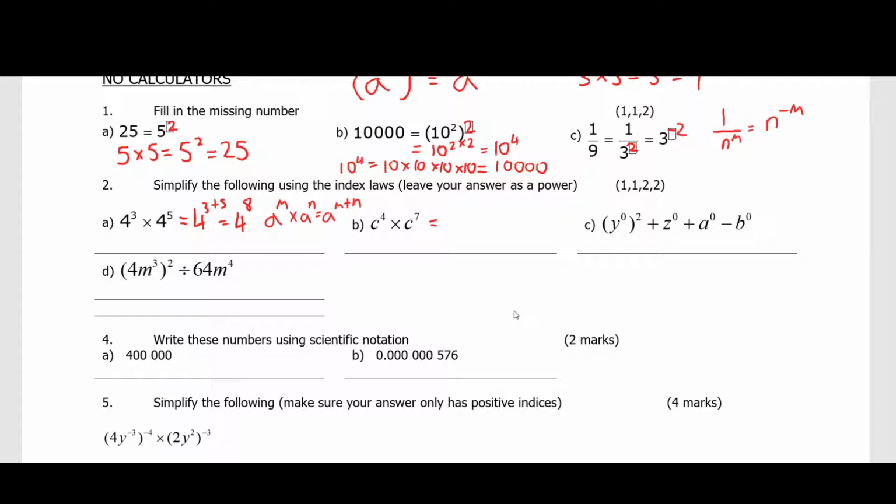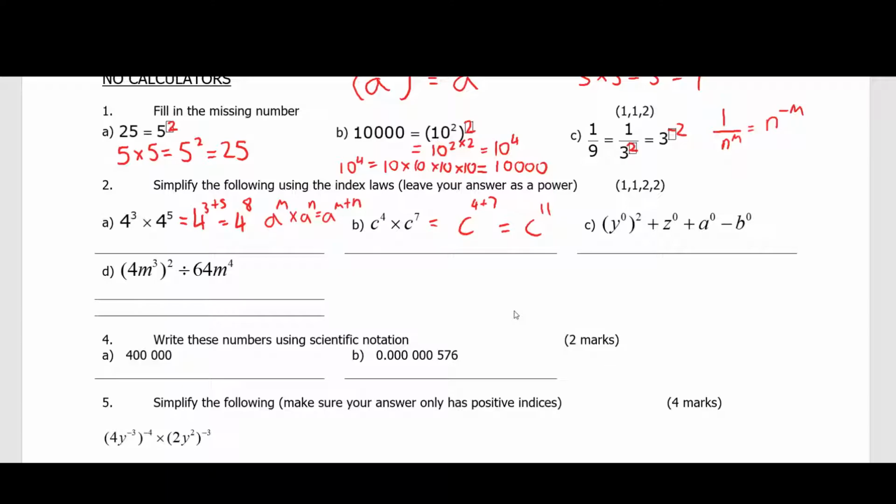Here, same again. It's going to be c to the power of 4 plus 7, which is 7, 8, 9, 10, 11. C to the power of 11.